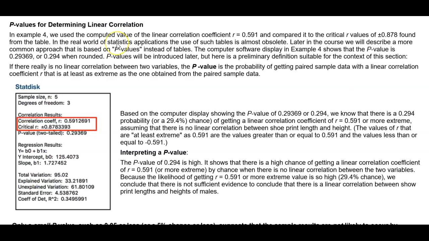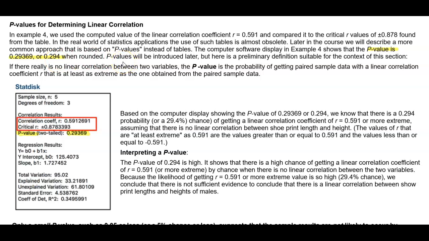So let me go ahead and show you where that information is. Again, the p-value that we got from the computer display is the following. If you look down here, here's where the display is. It says p-value, and the value for that was 0.29369. And when you round it, you get 0.294.